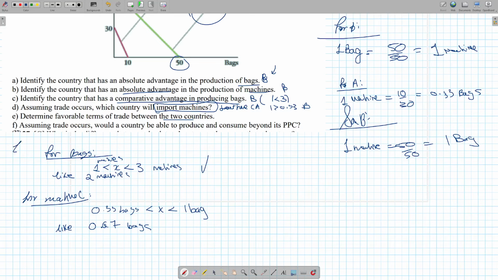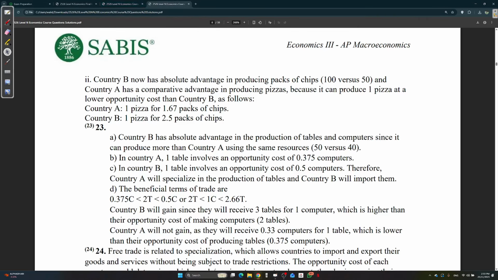Anyways, this is part E. Assuming trade occurs, would the country be able to produce and consume beyond its PPC? Now, if we're trading, it will not be able to produce, but it will be able to consume. Always memorize it like this: produce, consume. It will not be able to produce, however, it will be able to consume. This is how you memorize it, only consume. So let's try the answer.